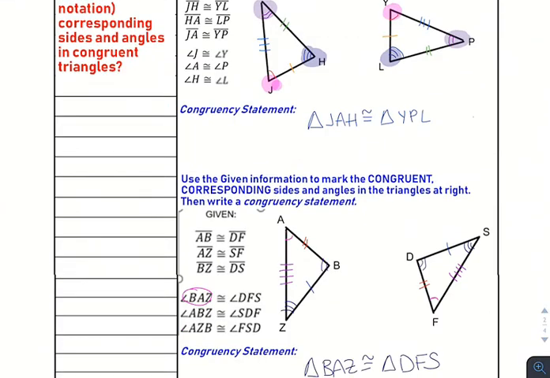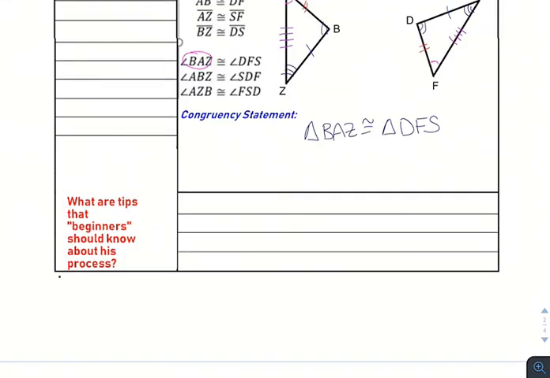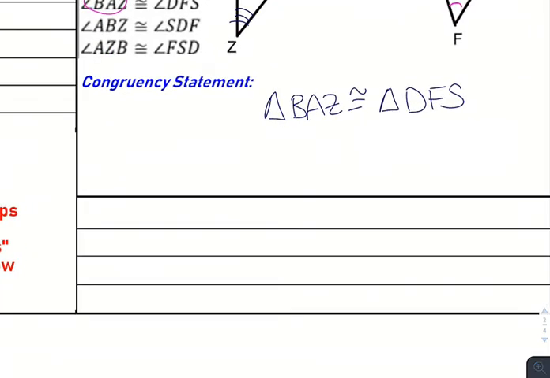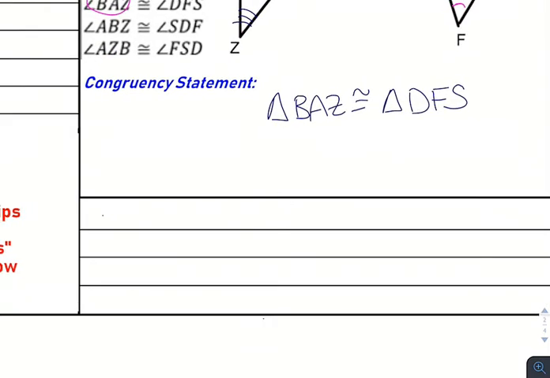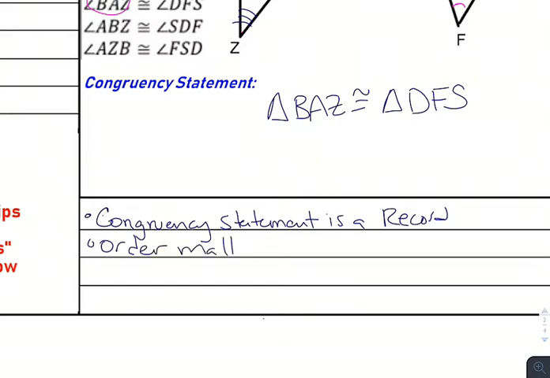Off the top of my head, I think the big thing to know is that the congruency statement is just a record. Why is that not writing? Okay, and what I mean by record is it's really just tracking the information that you know has to be true in order for the triangles to be congruent. The order matters, especially in the congruency statement. So that order right there matters the most. But there are multiple ways you can construct or write a congruency statement.